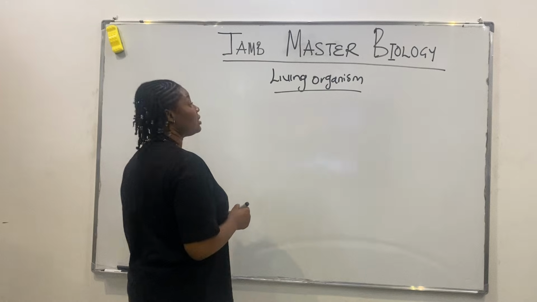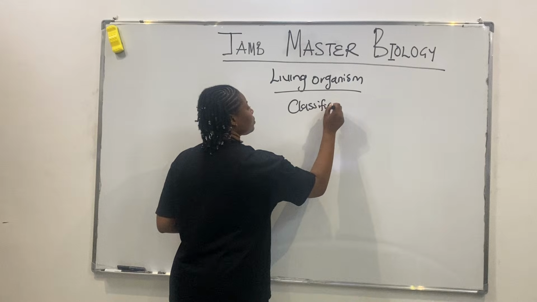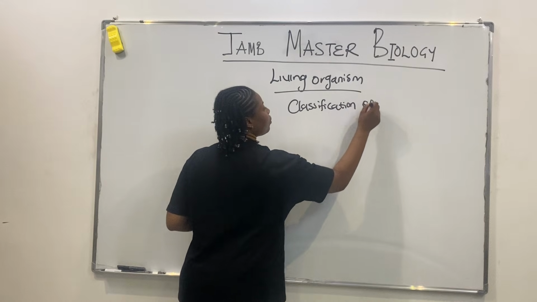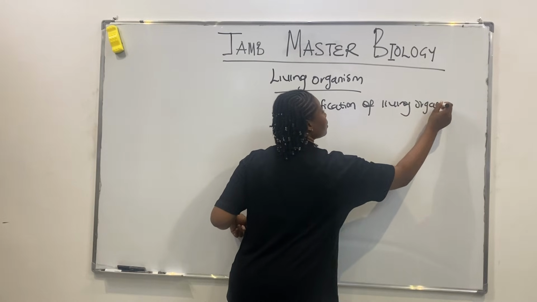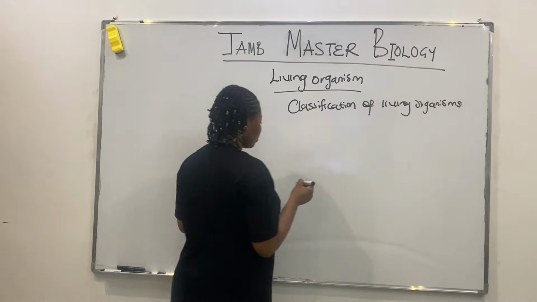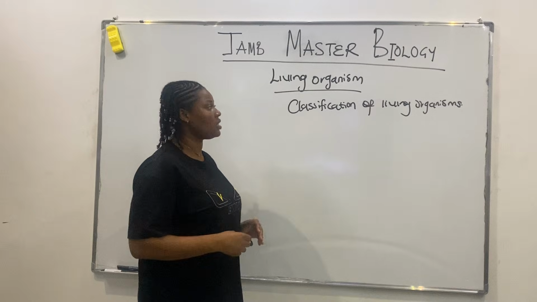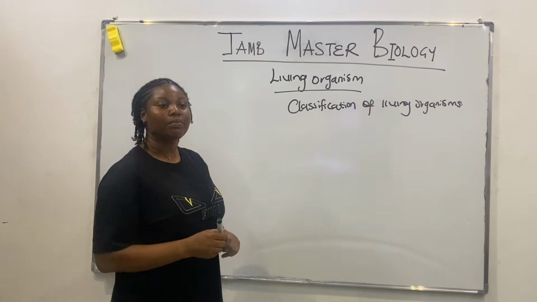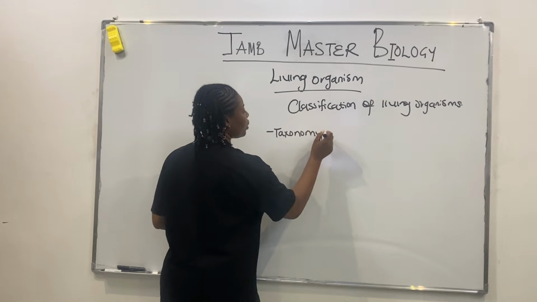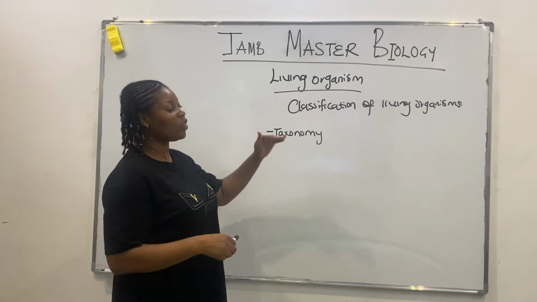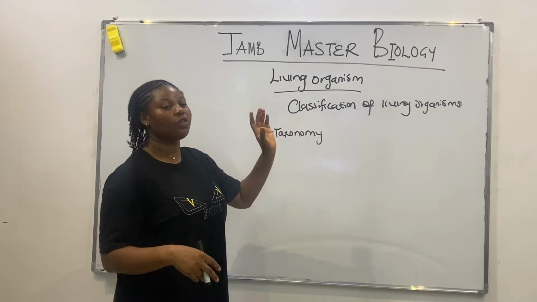And under living organisms, we are going to be talking about the classification of living organisms. Now, the classification of living organisms is basically how organisms are classified in the ecosystem. And this classification in biology is called taxonomy. So, in case you see a question, classification of living organisms is called what? The answer is taxonomy. So taxonomy is basically defined as the classification of living organisms.